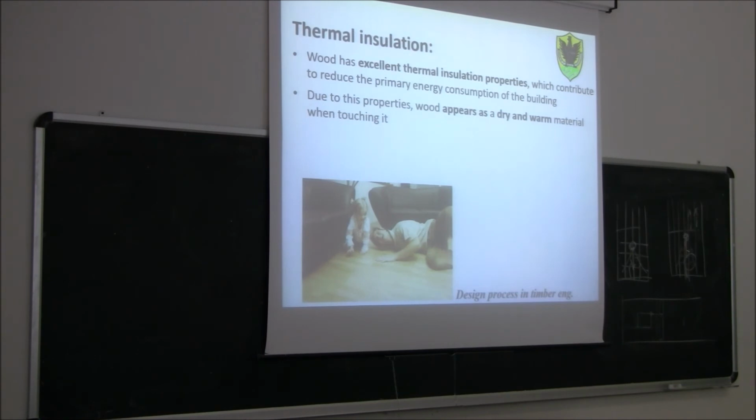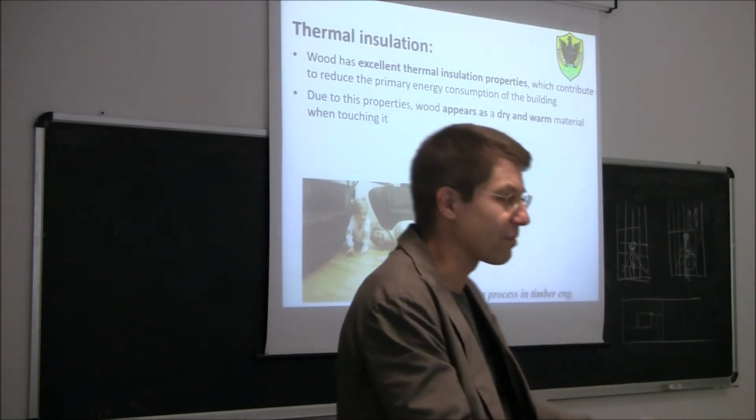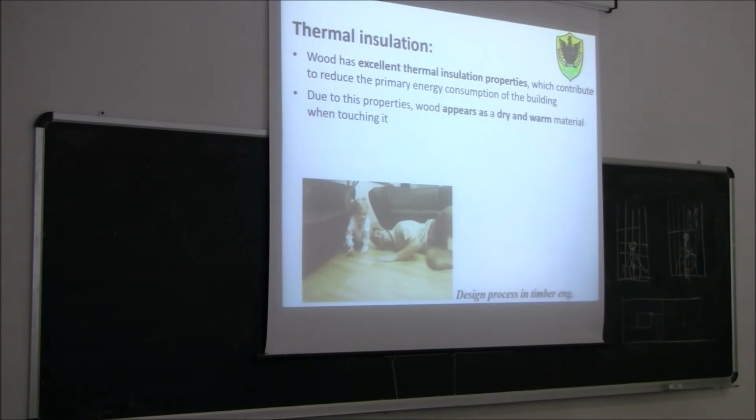Of course, due to this property, wood appears as a dry and warm material when touching it. You know very well that since wood is an insulating material, when you touch it, it seems warm. Instead, if you touch a piece of steel, it seems cold. The temperature is the same, but one seems warm and the other cold. Why is that? Because wood is an insulator, so it doesn't absorb much of the energy of your fingers. Instead, steel, which is an excellent conductor, immediately sucks your energy, and so you feel it is cold. Okay? While the temperature is the same.